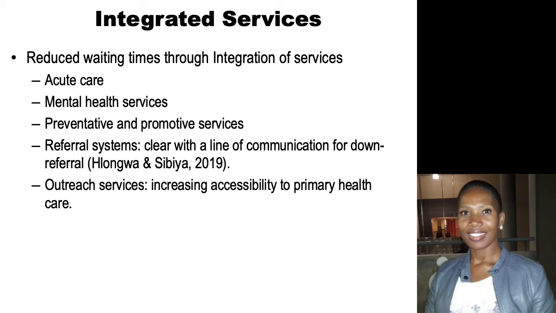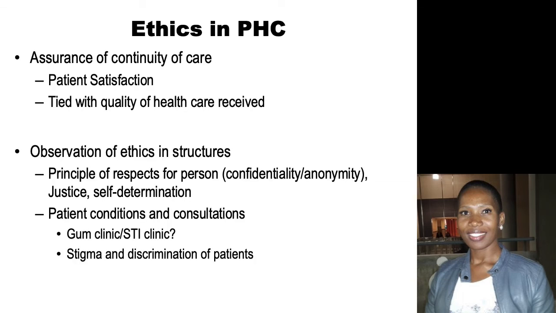And then another expectation from the community is that the community expects us in ambulatory primary health care to observe ethics in our structures. We need to observe the principles of respect for persons, principles of justice, principles of self-determination, all these principles. So patients really expect that we should maintain their confidentiality, we should maintain their anonymity.